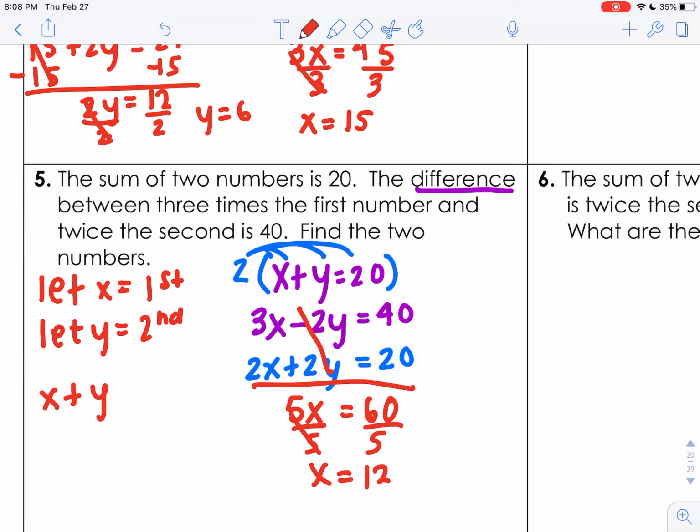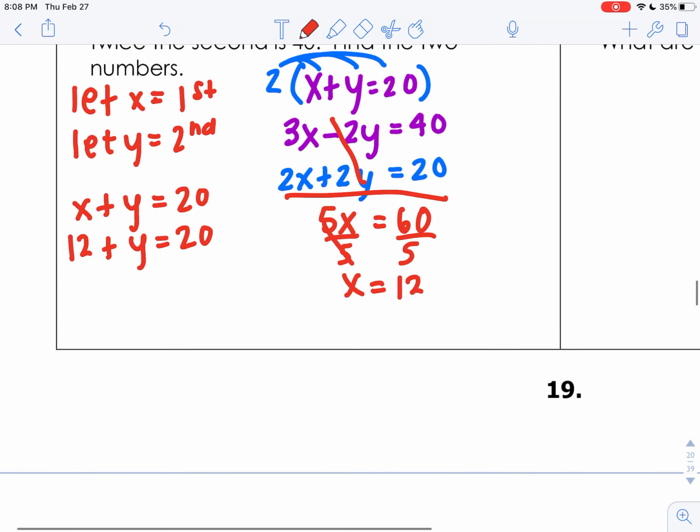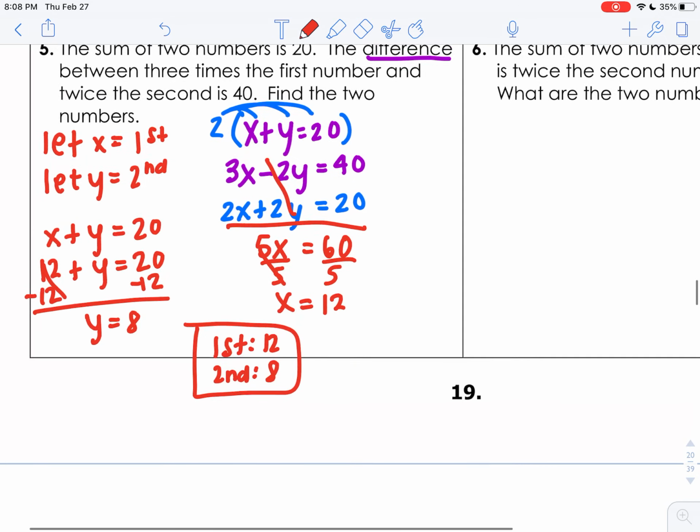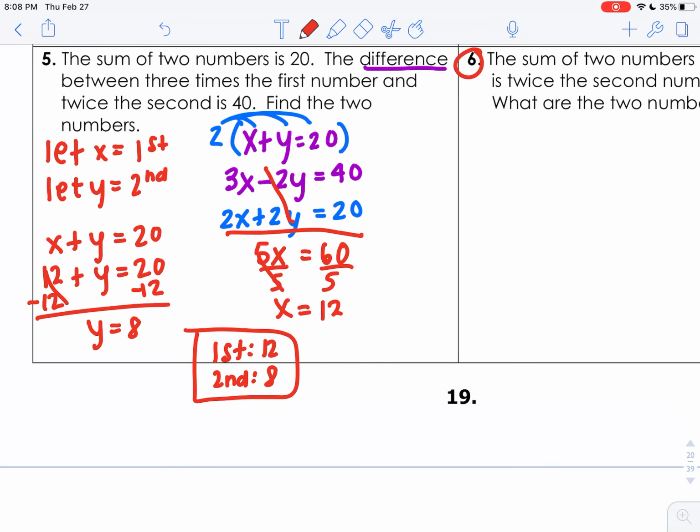I'll just use my top equation. x plus y equals 20. And you can kind of do this one in your head. 12 plus y equals 20. Okay, and then if we subtract 12, y is 8. So the first number is 12 and the second number is 8. And that's your answer. Okay, so try number 6.